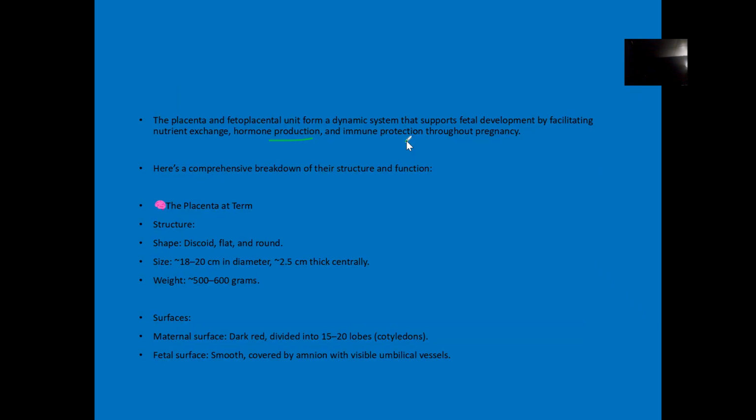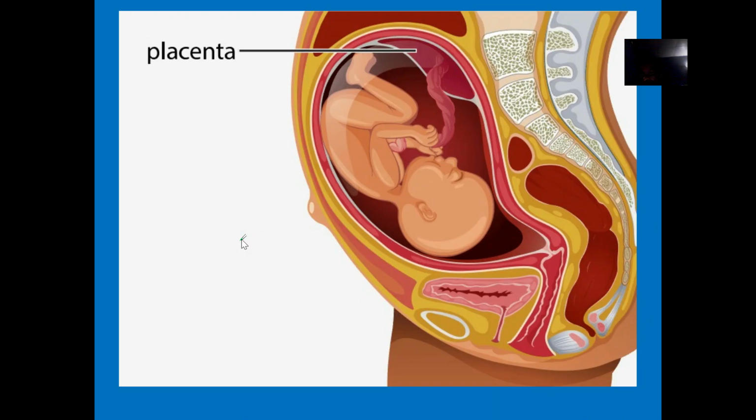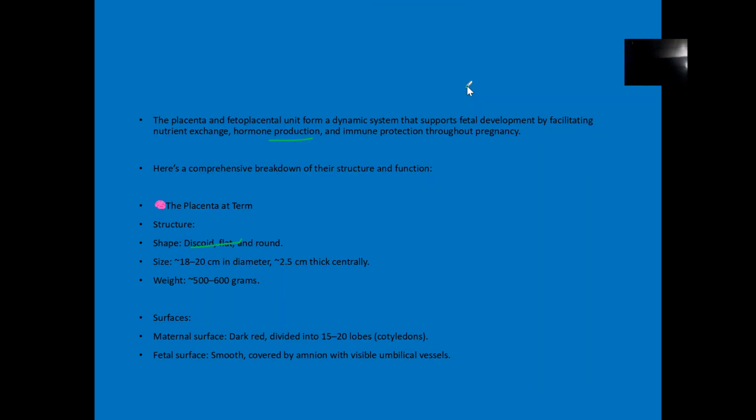So the placenta at term, that's when it comes close to giving birth. Let's describe how it looks. The shape becomes discoid, like a disc. Size is about 18 to 20 centimeters, weight is about 500 to 600 grams. The surface on the mother side is very dark, and on the baby side it is smooth.